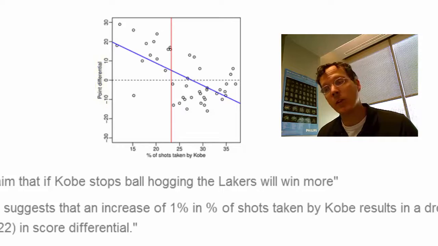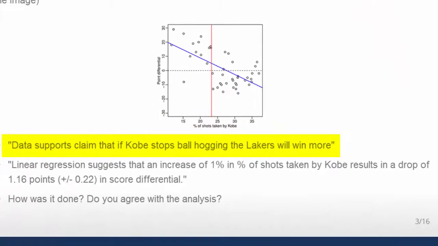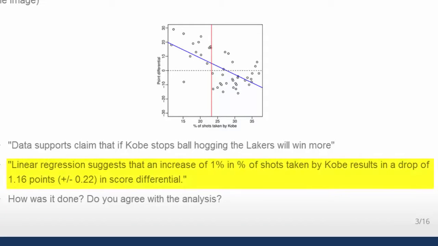And he fit a linear regression to it, and he made some of the claims in the blog post, and you can find it and read the full post. But for example, one of the claims was, data supports the claim that if Kobe stops ball hogging, the Lakers will win more. But probably more relevant to this class is he makes this specific statement. Linear regression suggests an increase of 1% in percent of shots taken by Kobe results in a drop of 1.6 points, and he gives a standard error in score differential.